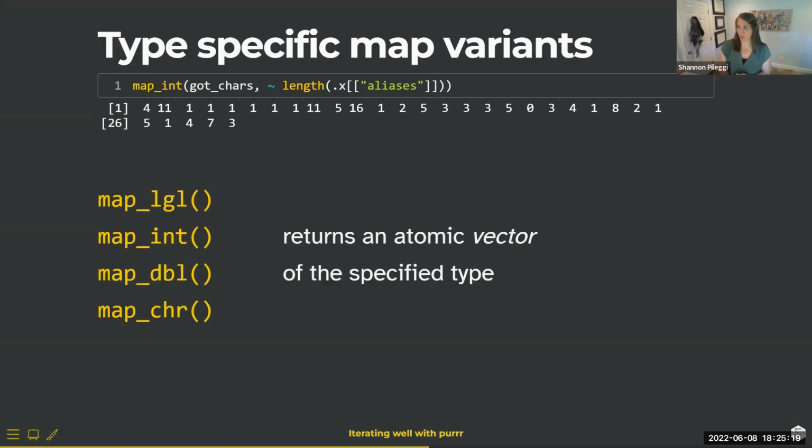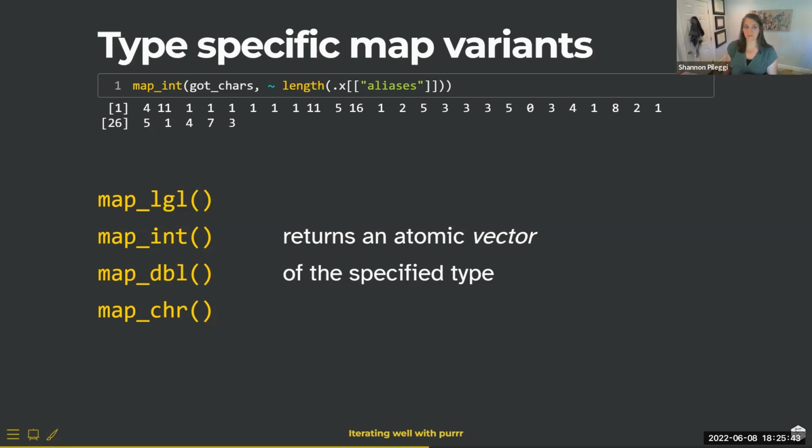There are these 4 type-specific variants. We can do a map for logical, integers, doubles, or characters, and that's going to return an atomic vector of that specified type. So we're going to get a nice compact vector instead of that nested list structure. These can make things much more natural to work with.